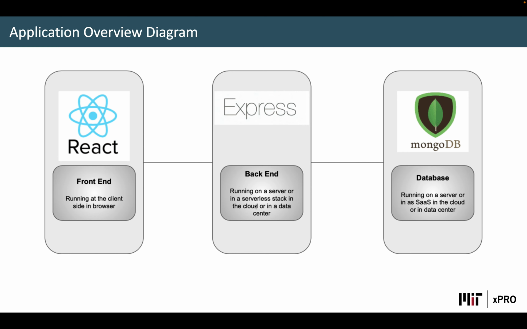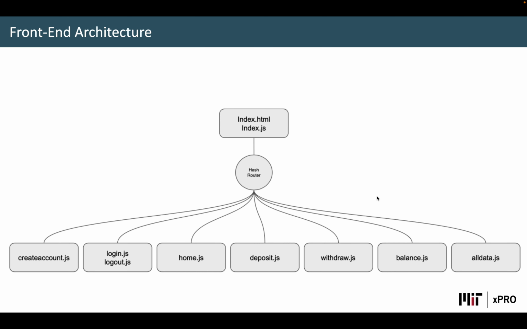In my case, I deployed this on the cloud, so this is running in the cloud. The database is also running on the same server as the backend, the same VM. That one is running as a server, which handles all the requests from Express and also stores the database for the user. So let's take a look at the front-end architecture.